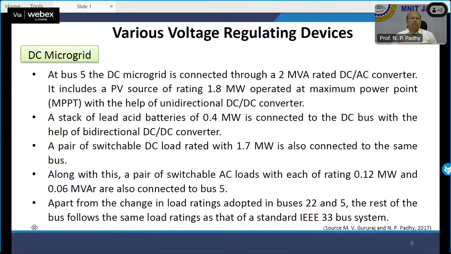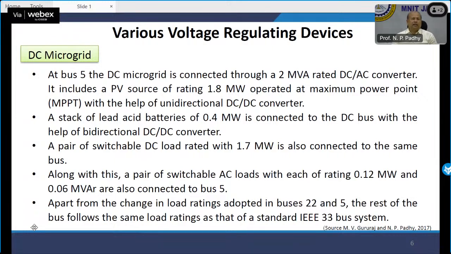Along with this, a pair of switchable AC loads, each rated at 0.12 megawatt and 0.06 MVAR, is also connected to bus number 5. These are basically considering the different substation loads we try to manage, though they are not exactly that. We have clubbed 3-4 departments, and the loading of IIT Roorkee, as I told you, even during off-peak is 2 megawatt, and the maximum was 6 megawatt. So we are creating a scenario that resembles a 2 to 6 megawatt variation.